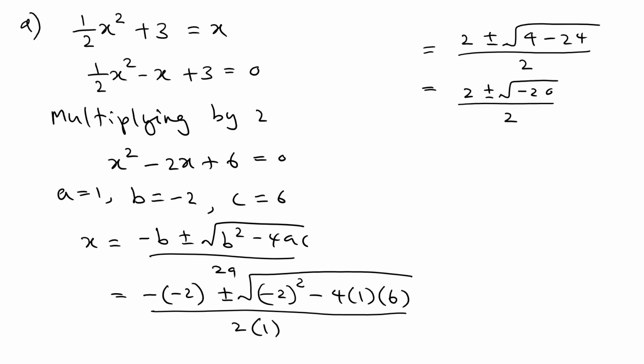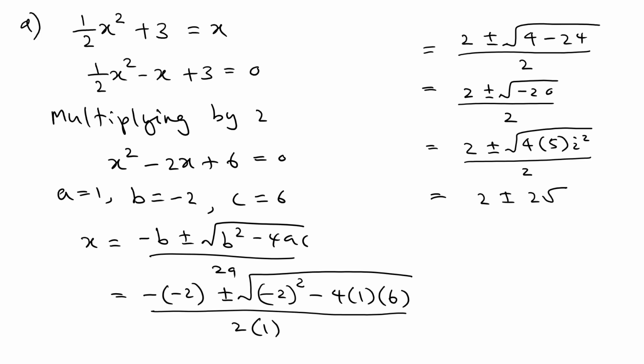Now this is very similar to what we did before. We can write negative 20 as 4 times 5 times i squared, under the square root: 2 plus or minus the square root of 4 times 5 times i squared. Now taking the square root of each term, you're going to get 2 plus or minus 2 square root 5, and i squared means i, over 2. Now what you can do is cancel the common factors. So 2 is a common factor. You can cancel 2 from each because you can only cancel common factors.